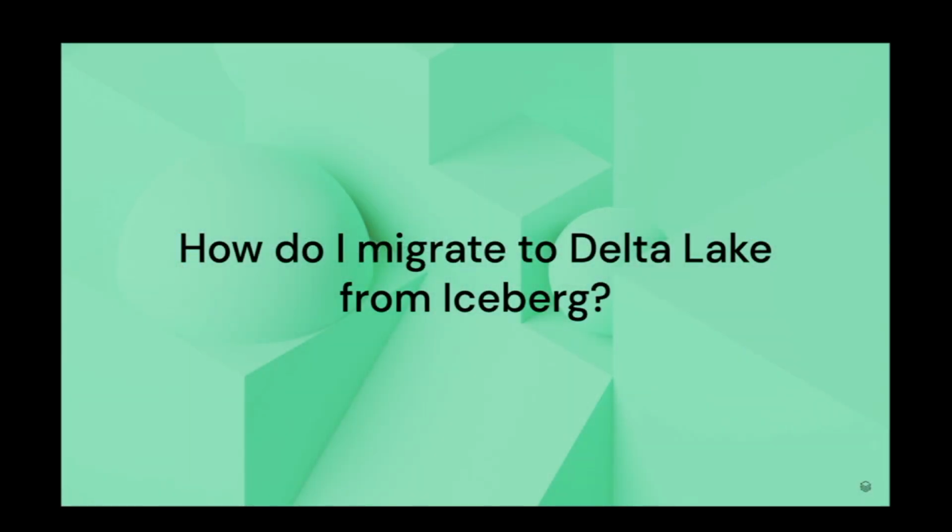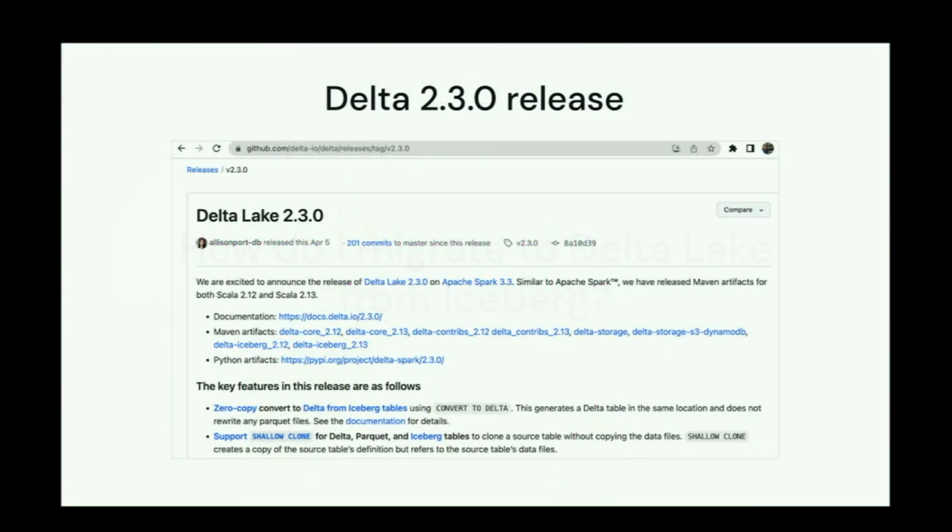Now, let's stay laser focused on how to actually migrate to Delta Lake when you have an existing Iceberg table. In the 2.3.0 release, we released 2 key features in the Delta open source release. One is convert to Delta from Iceberg tables. This is a zero copy, in-place conversion tool, and it was already working for Parquet to Delta tables with convert to Delta. In 2.3.0, we added the path from Iceberg to Delta with convert to Delta.